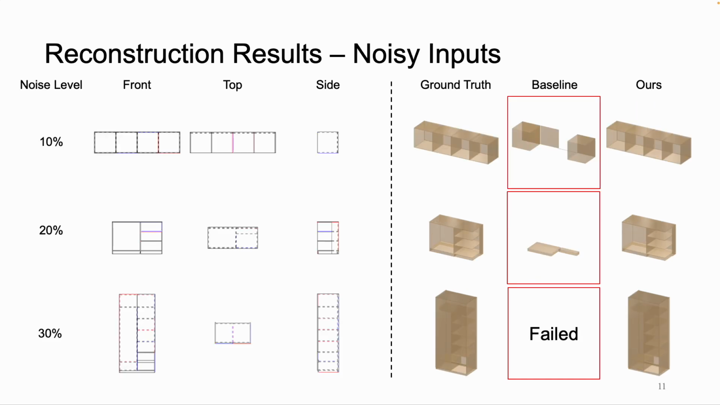Here we show results from input with noise levels of 10%, 20%, and 30% respectively. The traditional method fails on all 3 objects. In particular, it fails to find any valid blocks for the case with a noise level of 30%. In contrast, our method correctly reconstructs all objects.